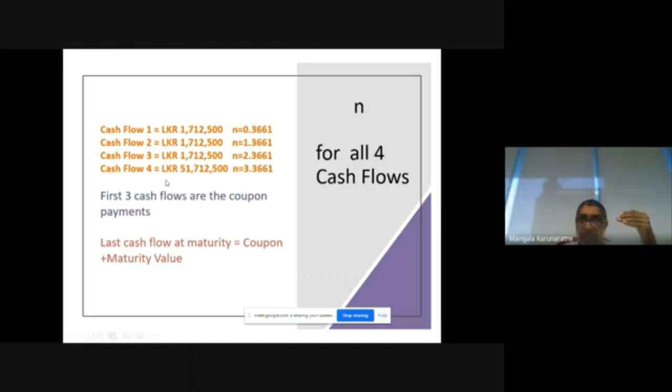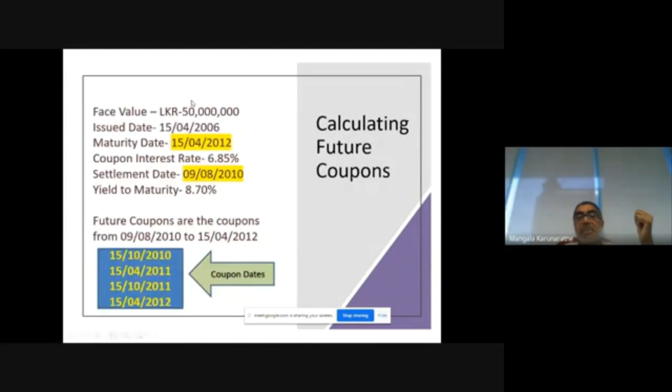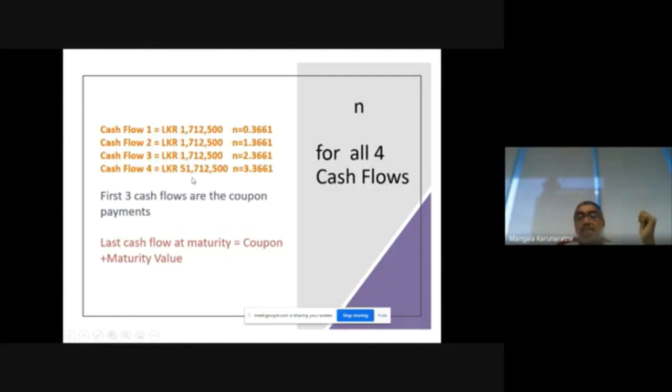Now cash flow 4 has 51,712,500. Why? The bond is a 50 million bond, so face value 50 million. You get the face value at the maturity plus the last coupon. So you get 51,712,500. This is the cash flow in the future, right?